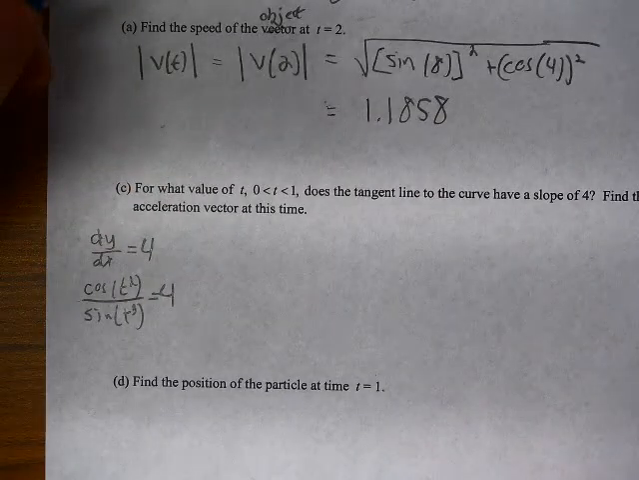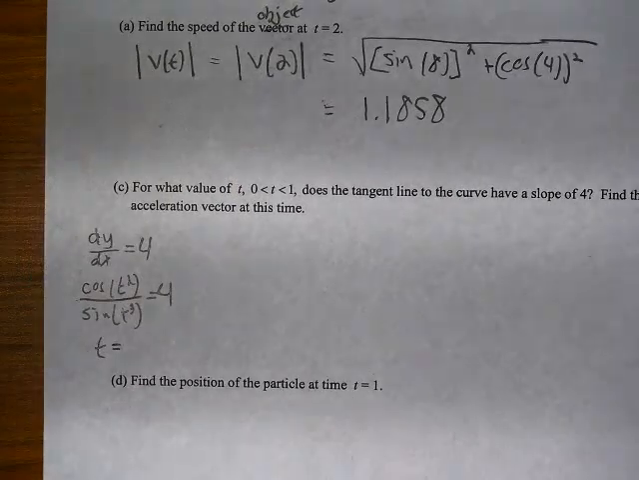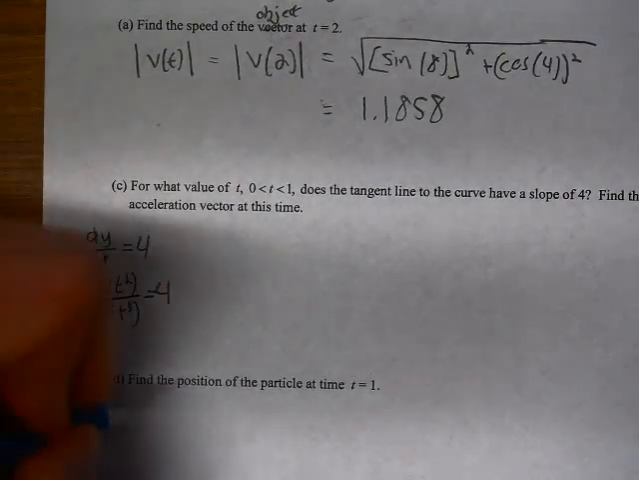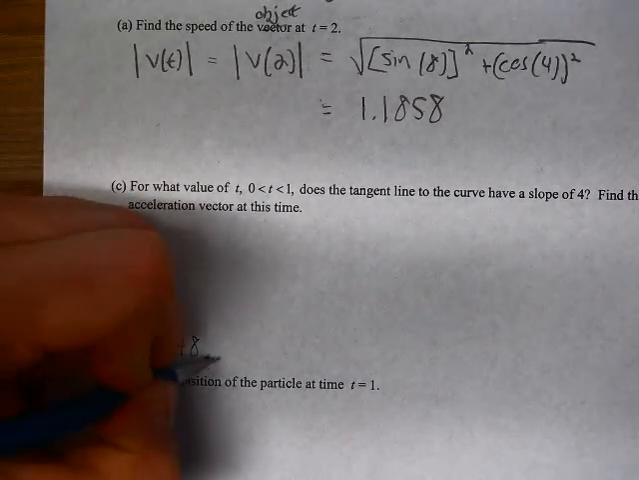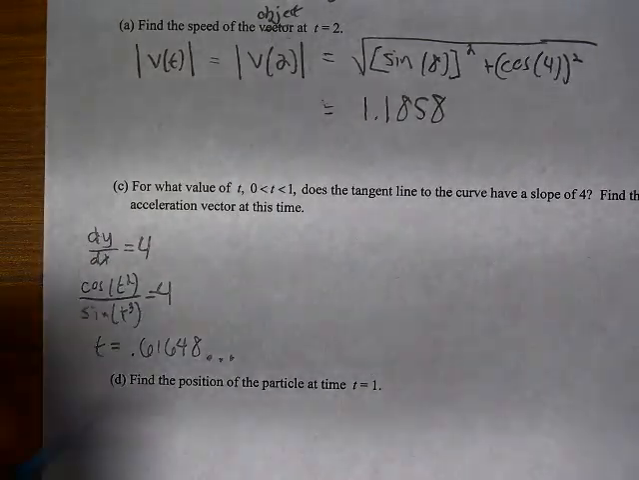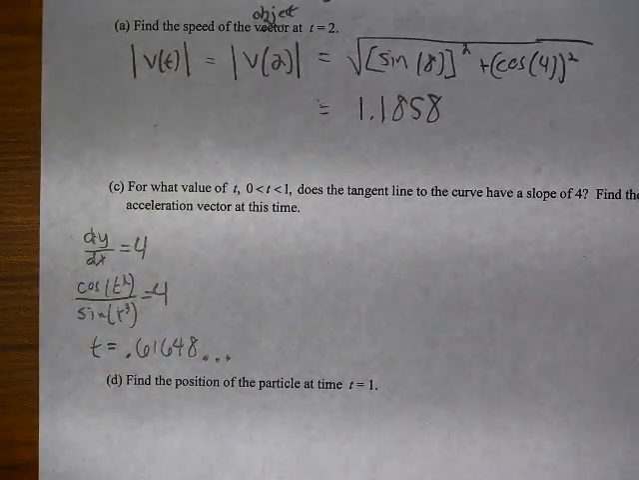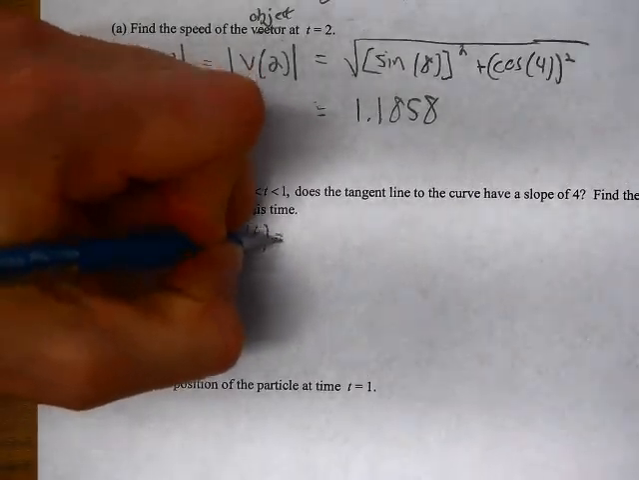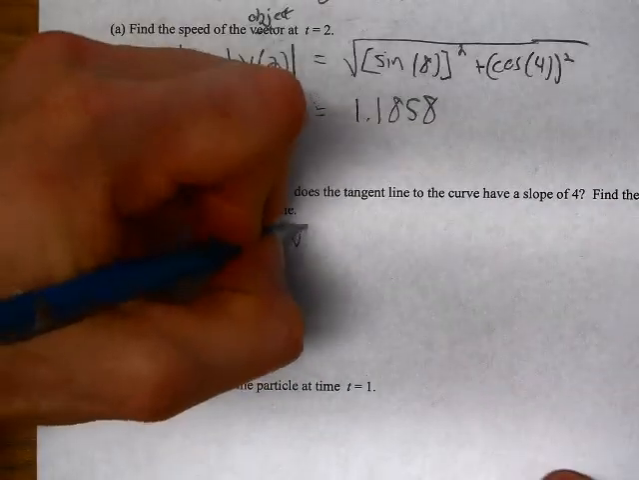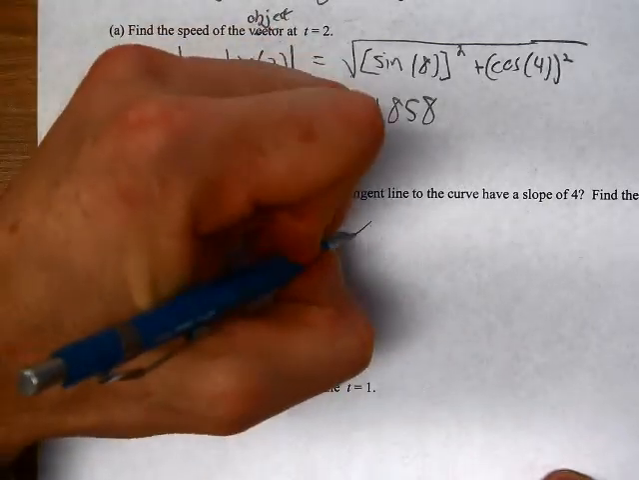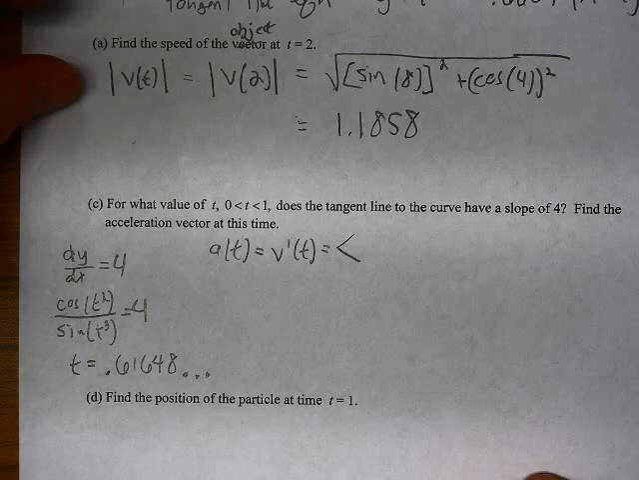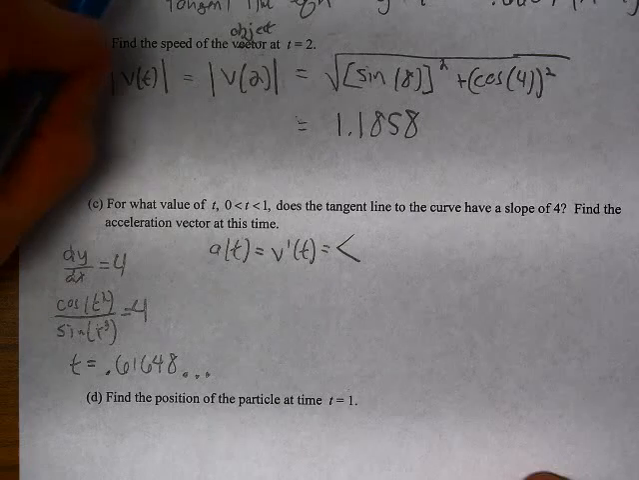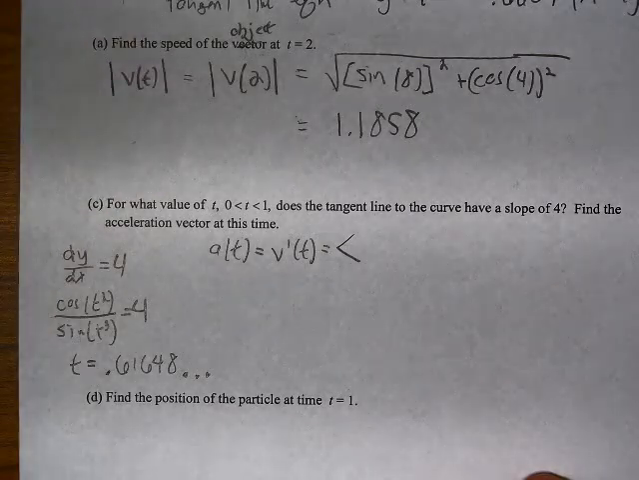We want the acceleration vector when our t is equal to that value that we got. So that's 0.61648. And again, I'm not going to write down all the digits, but I am going to use them in my calculations when I use my calculator. The acceleration vector itself is the derivative of the velocity vector. So the velocity vector's x coordinate was sine of t cubed. So I need cosine of t cubed times 3t squared.